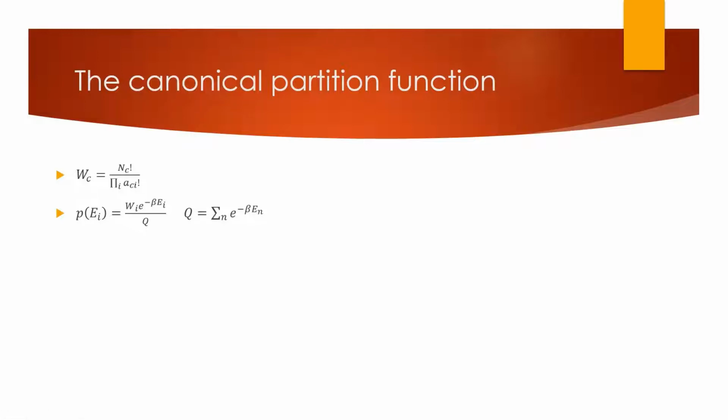Now, what does this probability look like? We've already seen that as the energy increases, the weight increases. So as E gets larger, the weight of that distribution will get larger. However, as E gets larger, e to the minus beta E will get smaller. So what we have are two opposing functions that we're multiplying together. And our Q here, this is a constant, it's simply a normalization factor.